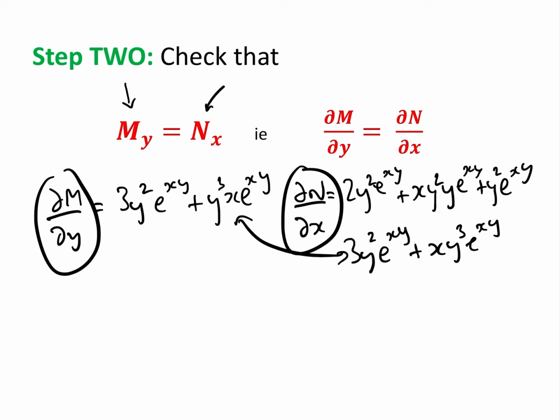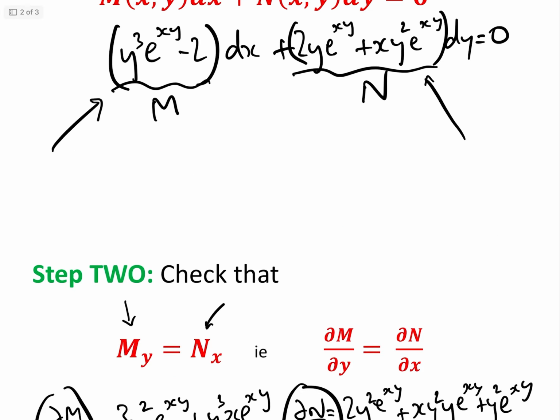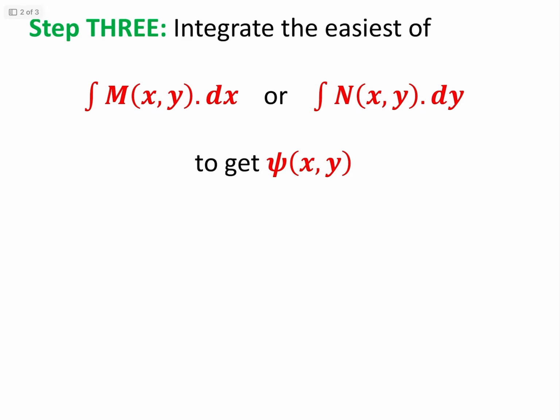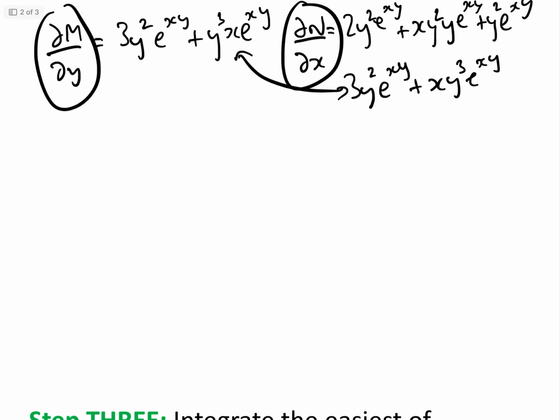Phew. Okay, so now what we want to do is integrate the easiest. If we look at this, we have to integrate that with respect to x, which is quite easy, or we need to integrate that with respect to y, which is not easy. So what we're going to do is integrate M with respect to x, and that is going to give us a g of y, which we then have to work out. So step 3, integrate the easiest. The easiest is clearly M. So we're going to integrate M(x,y) dx, and what was M?